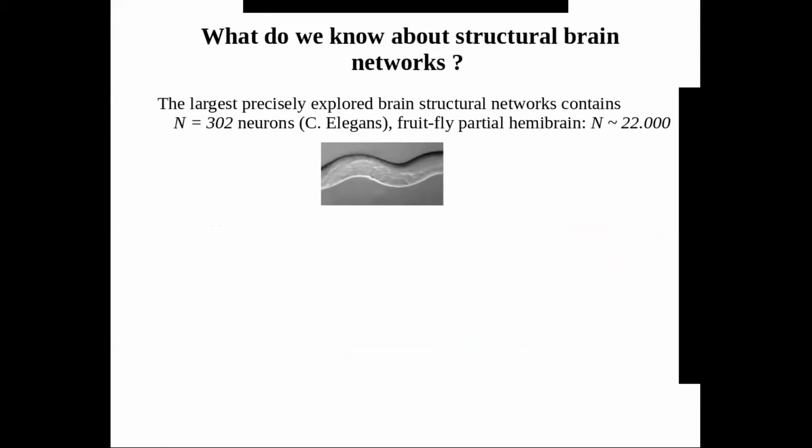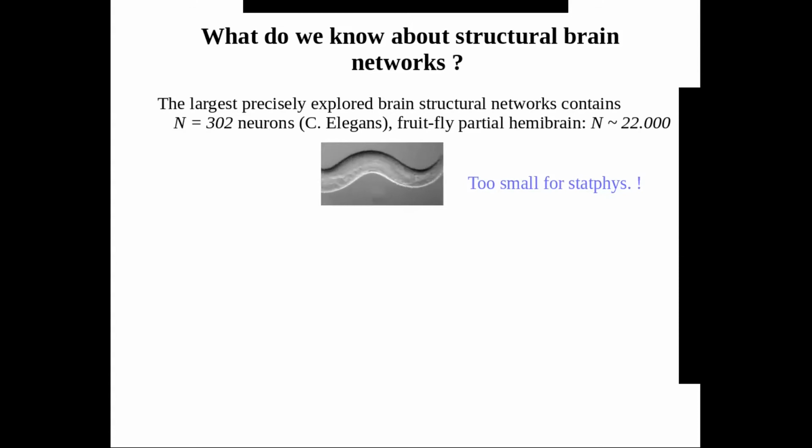Okay, now let me turn to another direction, about connectomics. So what do we know about the structural networks? You have already heard many great talks about it. I just tried to summarize my knowledge. The largest precisely explored brain structural network is the C. elegans, which has about 300 neurons. And very recently, the fruit fly partial hemibrain is available, which has a node number of 22,000. So these are exactly known, more or less exact methods.